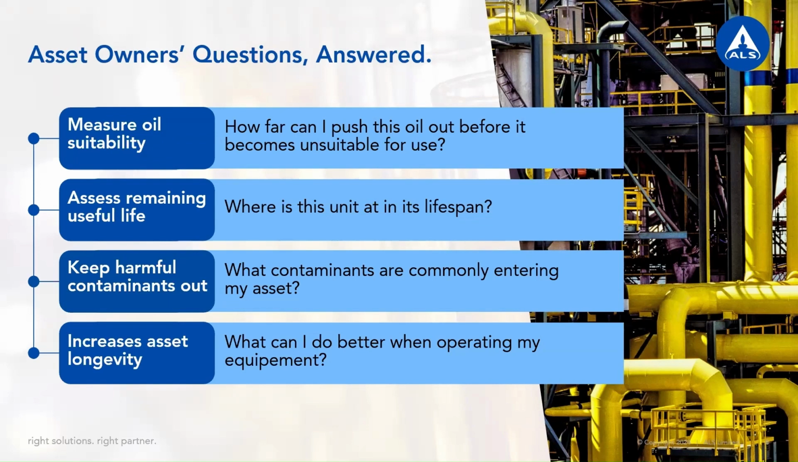Finally, if you own an asset, you're more than likely going to want that asset to run as long as possible. By monitoring its health, contamination, and lubricant, you may be able to turn that 500,000-mile hauling truck into a 1.5 million-mile hauling truck.